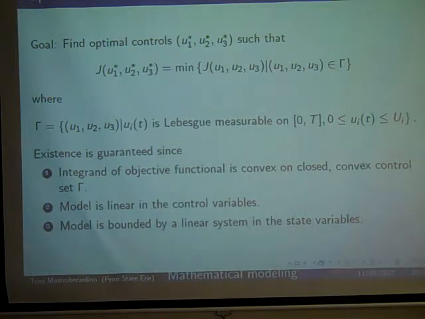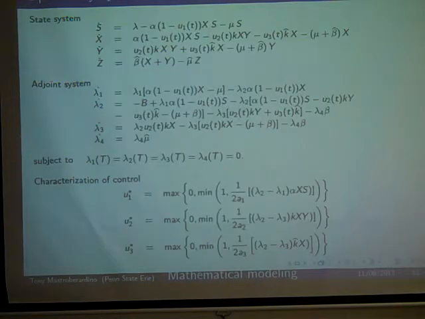And the standard theory goes like this. Existence is guaranteed since the integrand is convex on a closed convex control set gamma. The model is linear in the controls. You see that if you went back to the model, it would be linear in u1, u2, u3. And it's bounded by a linear system in the state variables. This is mainly because we're fixing the end time at capital T. Well, if you apply Poincaré, I'm sorry, not Poincaré.